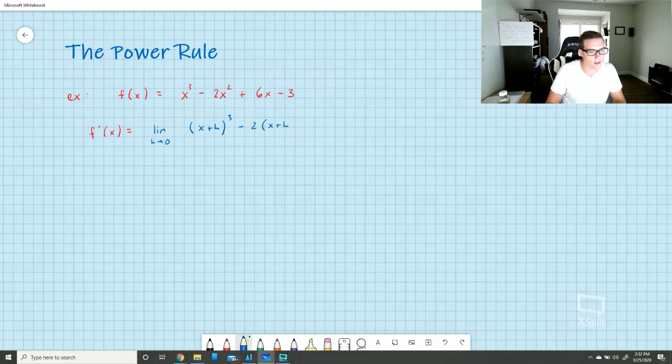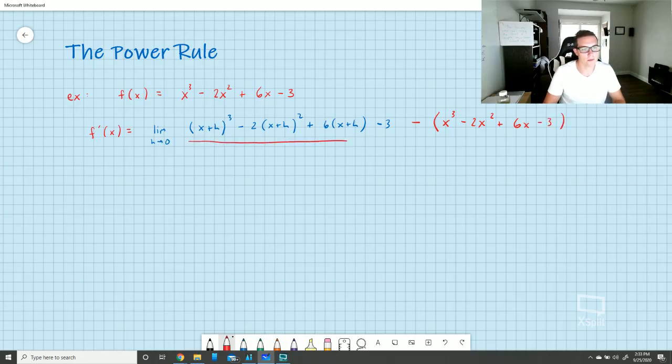Okay, so plug in x plus h's everywhere you see an x. That's the x plus h part, f of x plus h, minus the original function. I'm good. All over h. All right. So now we get to expand all of this out, this part first.